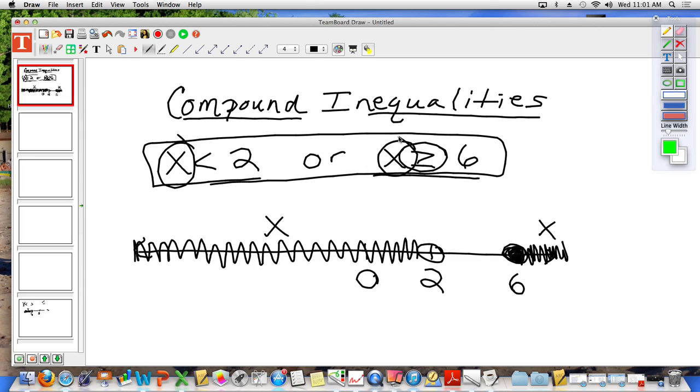If you have two x's in your compound inequality, you have to have two shaded regions on your graph. If you only have one x in your compound inequality, then you will only have one shaded region in your graph. Let's try another example.